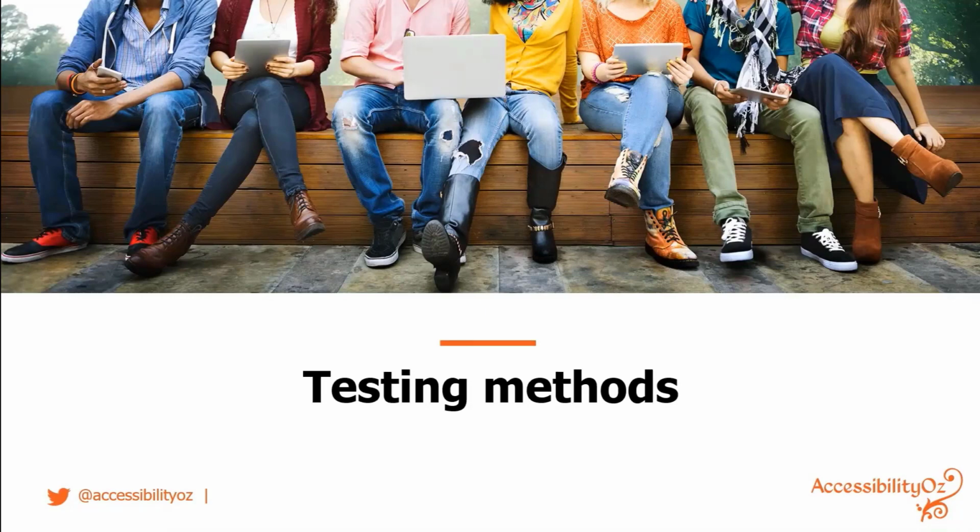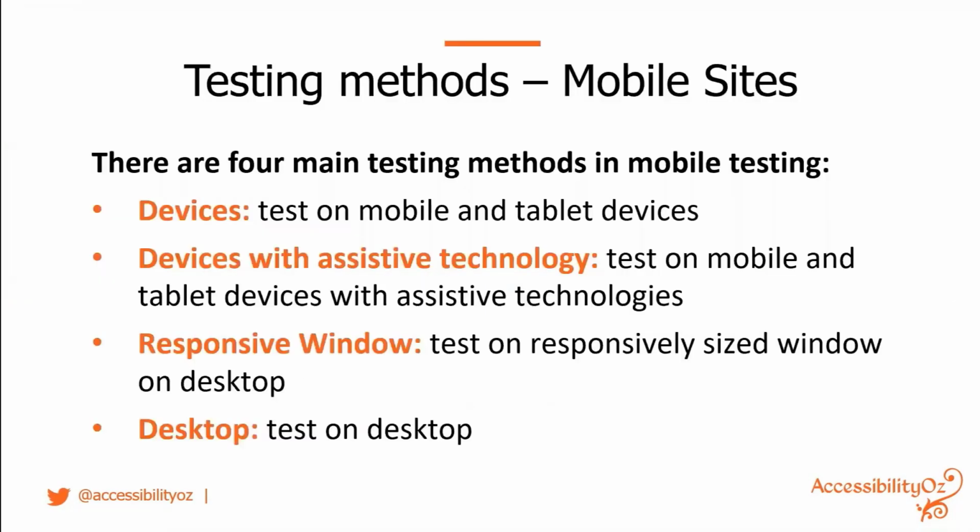So let's talk about the testing methods for mobile sites, which are slightly different to the testing methods for native apps. There are 4 main testing methods for mobile testing. The first is testing on devices. The second is testing with devices and their assistive technology or mobile feature, so turning on Zoom, turning on TalkBack or VoiceOver, etc. Then there's also responsive window, which is testing on desktop on a responsively sized window, and then testing on desktop. So it's the 4 main testing methods in mobile sites.